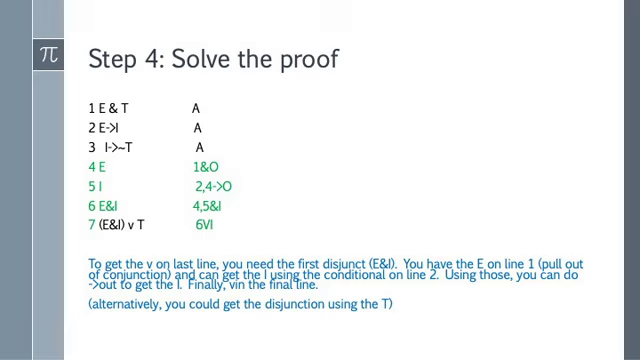Okay, line 5 is done a little bit differently. We look at the fact that line 2 has a conditional. It says, if you have E, you will get I. And do we have E? Yes, we do. On line 4, we just got that. So using those two pieces, we do arrow out.